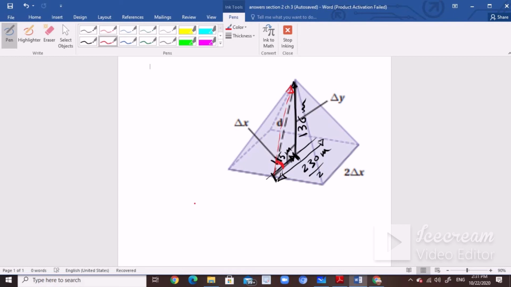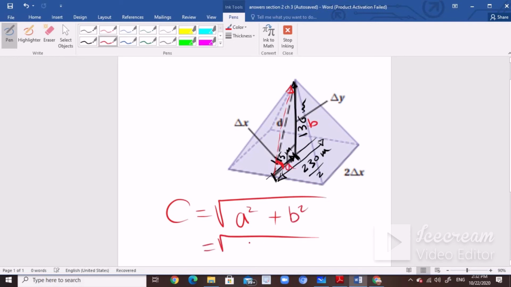Okay, now we will use the Pythagorean theorem. The Pythagorean theorem says that C equals the square root of a squared plus b squared, that is a, that is b, like that. 115 squared plus 136 squared equals approximately 178.1 meters. That is the magnitude. Okay, that is the magnitude.